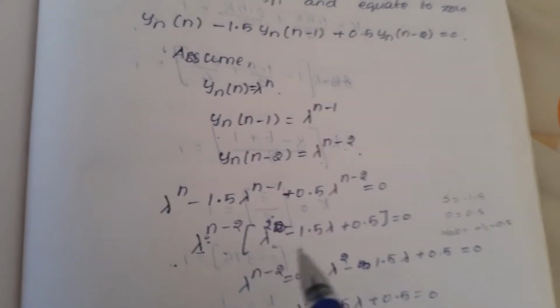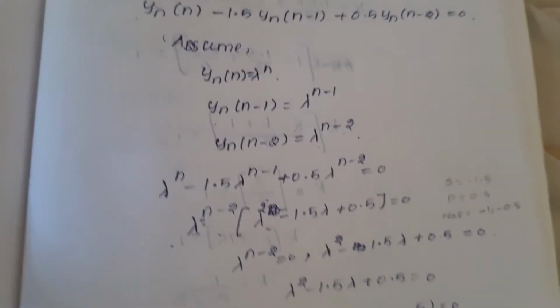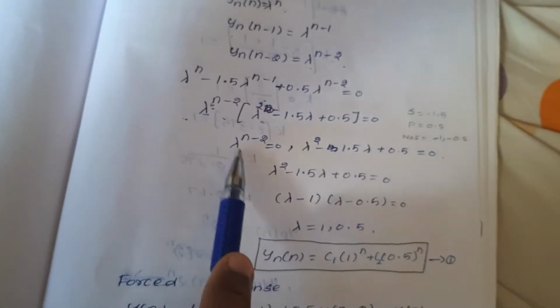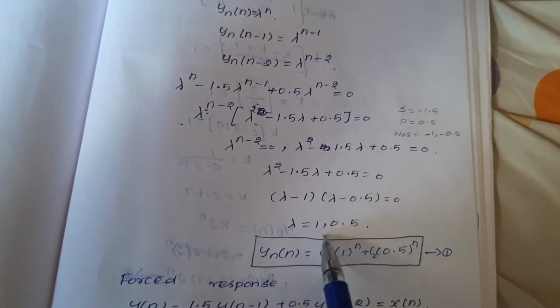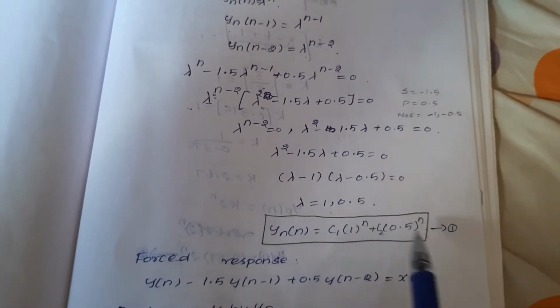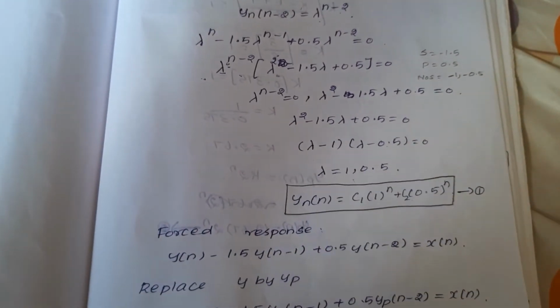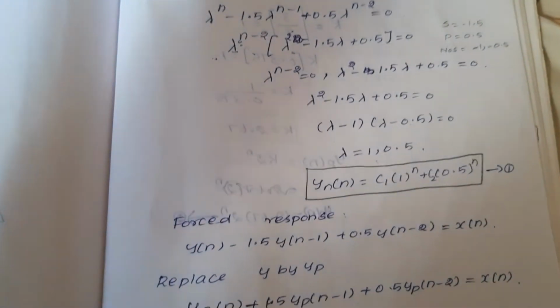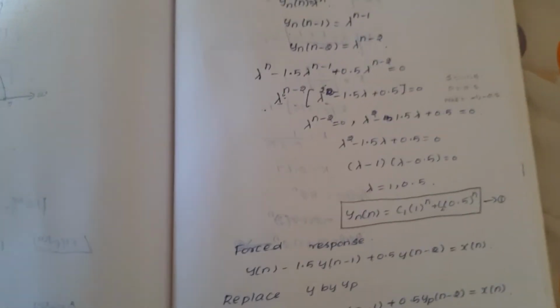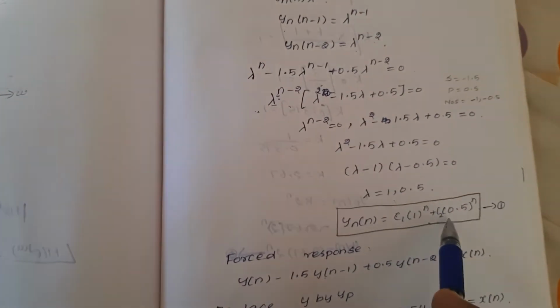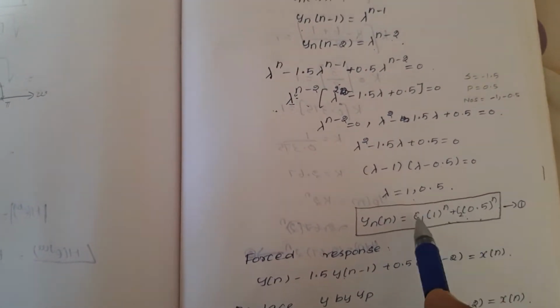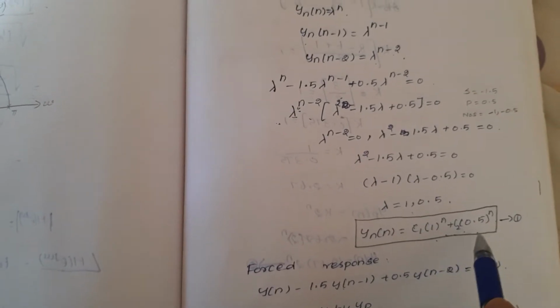Okay. So now the equation is lambda square minus 1.5 lambda plus 0.5. This value is equal to 0 and it is the characteristic equation. So now we get two distinct roots. For two distinct roots, what kind of solution will we have? We saw in the previous video the difference equation with the three different cases: for distinct roots, for repeated roots and for complex roots. So it is two different roots. So the solution is c1 into a power n plus c2 into b power n. So the value is c1 into 1 power n plus c2 into 0.5 power n.